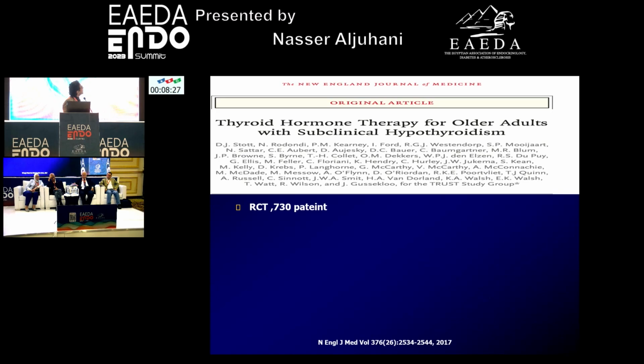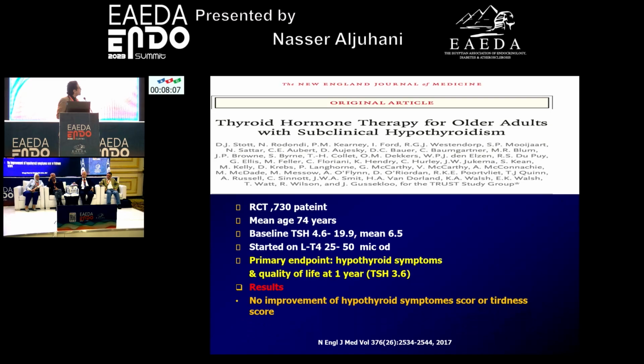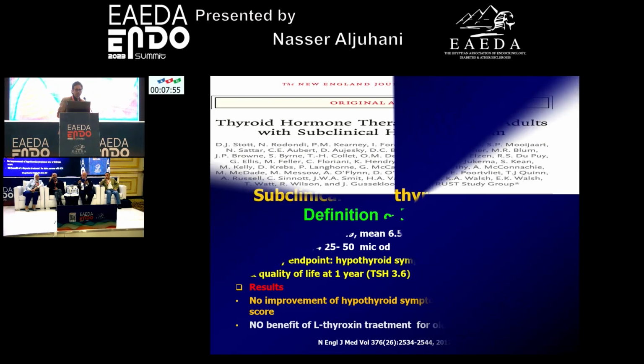This is a study done on thyroid hormone therapy for older patients, an RCT trial. They included 730 patients, age 74, baseline TSH from 4.6 to 20. They started thyroxine 25. The primary endpoint was hypothyroid symptoms and quality of life. The result: there was no improvement in hypothyroid symptom score or tiredness. So no benefit of thyroxine treatment in older patients with subclinical hypothyroidism.